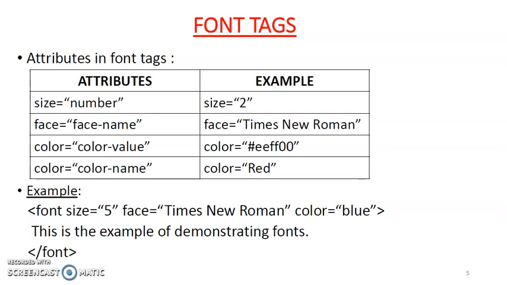The font tag is used to change the color, font size and style of the text. So the base font tag is used to set all the text to the same size, color and face. You can see the font tag has three attributes: the size of the font, then the face of the font, and the color of the font.